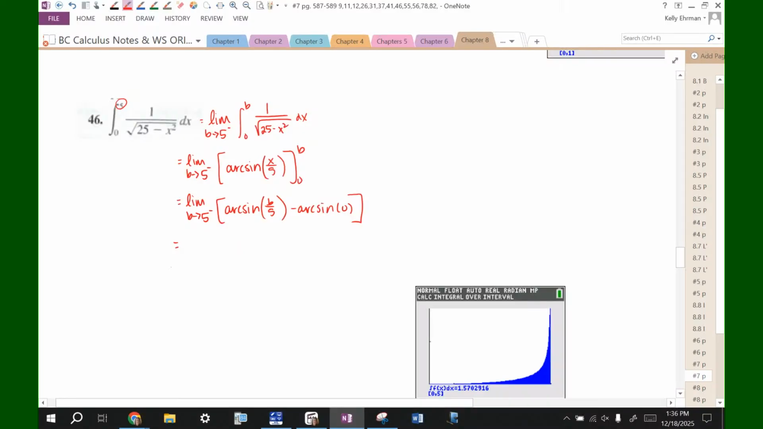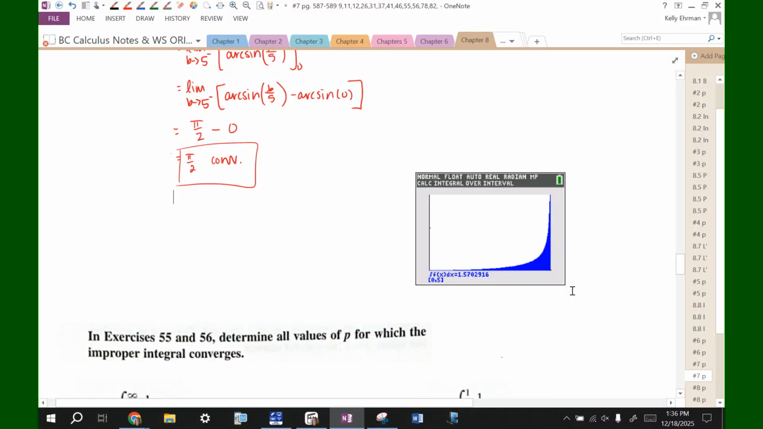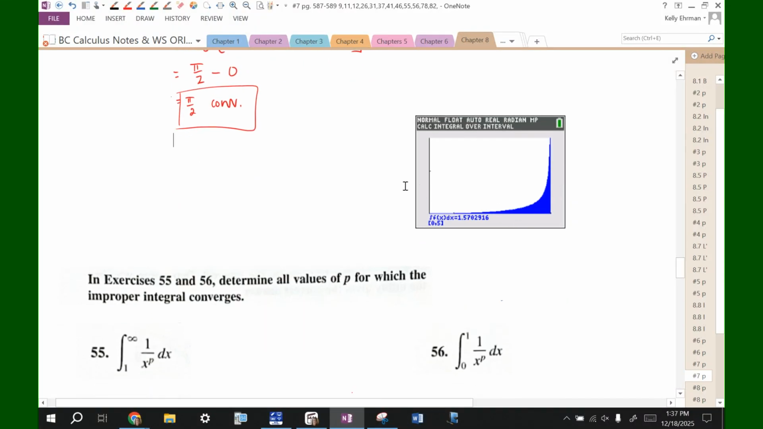Arc sine of 1 is pi over 2 minus arc sine of 0, which is 0. So I got pi over 2. I got that this converges to pi over 2. Confirmed on my graphing calculator there.